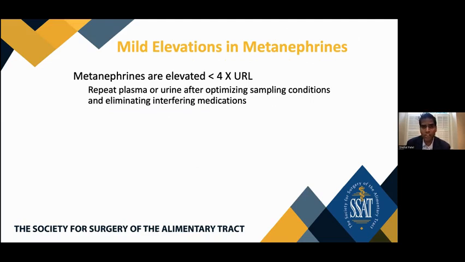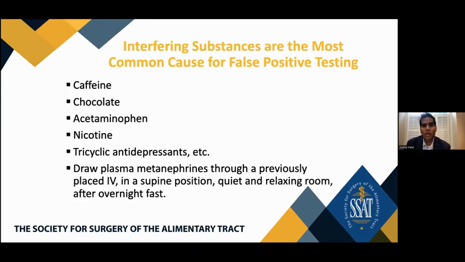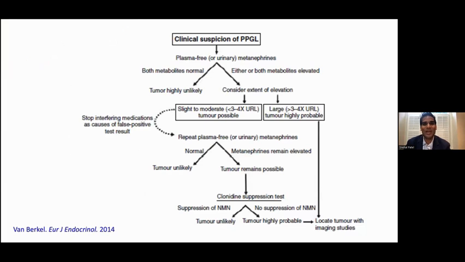Well, the first step is just to repeat either one, the plasma or the urine, keeping in mind that there can be interfering medications, and actually optimizing these patients. So some of the things are stopping their caffeine or chocolate, Tylenol, nicotine, and tricyclic antidepressants. And the proper way to draw the metanephrines is to get an IV, place them lying down in a quiet room after they're fasting, and then once they're relaxed, draw the blood so you don't spike the metanephrines. That's very difficult to do, I'll say, so we don't always do that.